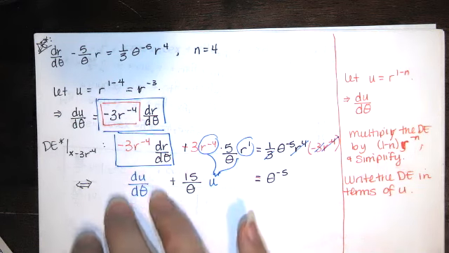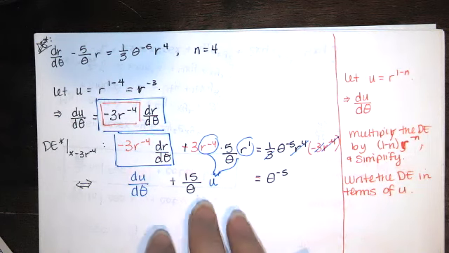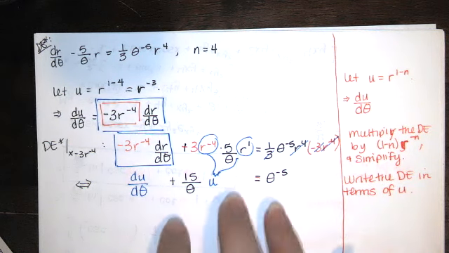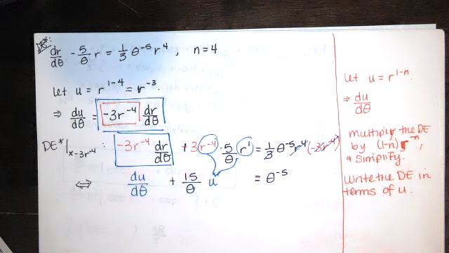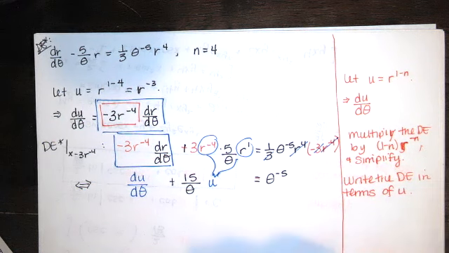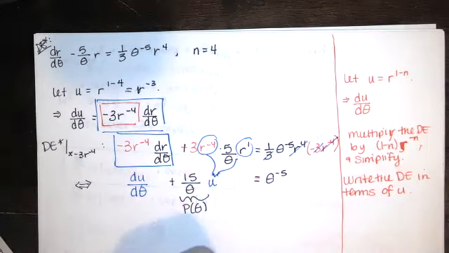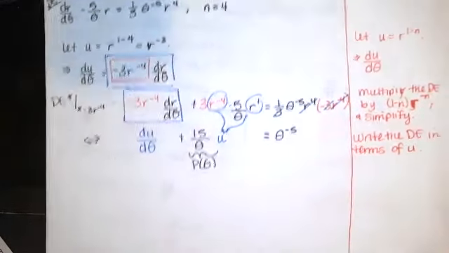and it is. We've got the derivative of u with respect to theta plus a function of theta times u equals a function of theta over here. So now we're going to solve this using an integrating factor. So we identify p of theta. That's the 15 over theta.